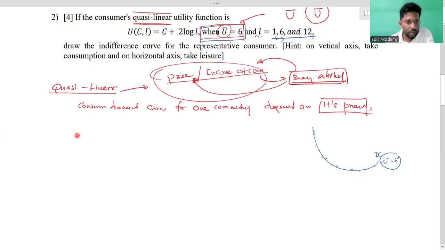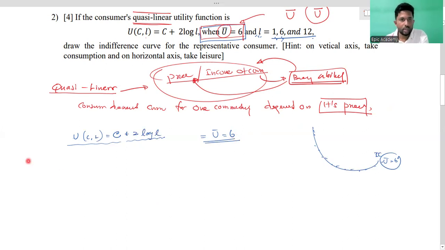So take the utility function U(C, L) = C + 2 log L. This is a function you have to calculate. But here, the value is already given. Total utility is a constant value, I mean, the IC curve value is 6. It is already 6. Then you have to change the value for L. So how can we change that?